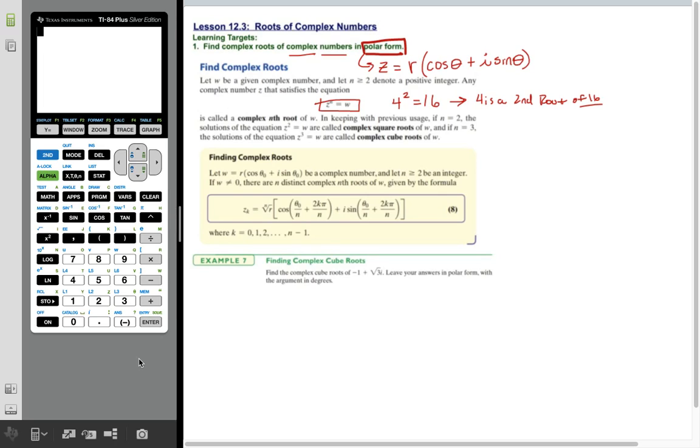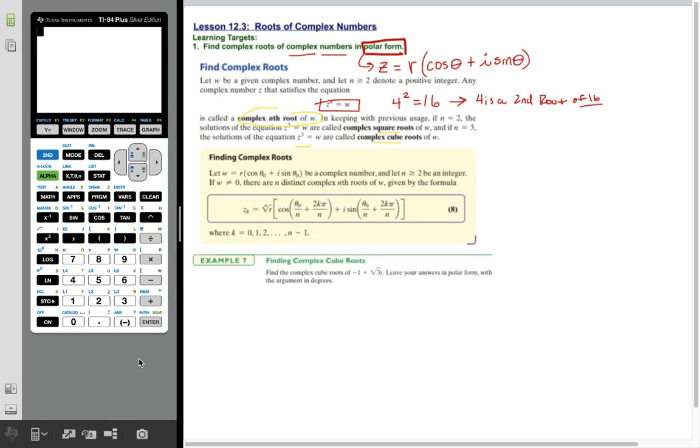So it's called the complex nth root of w. z is the complex nth root of w. And keeping in mind what we've done before, z squared, those would be the complex square roots, and then z cubed would be the complex cube roots.